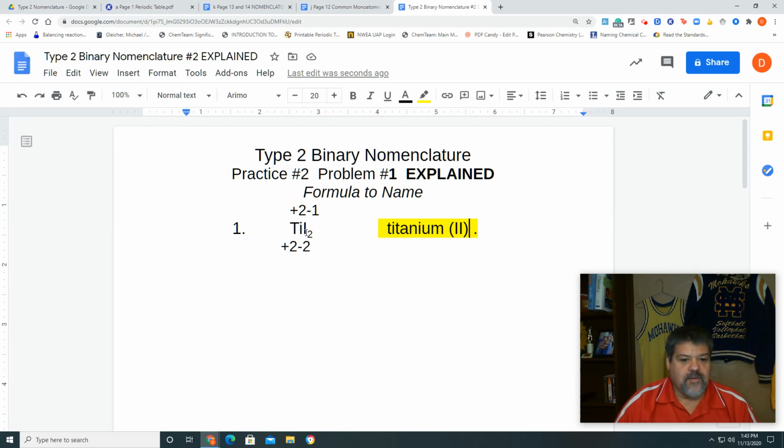And so now all we have to do is vary the I. The I was iodine, which basically what we're going to do is change that to iodide. And there's our name for TiI2, titanium(II) iodide.